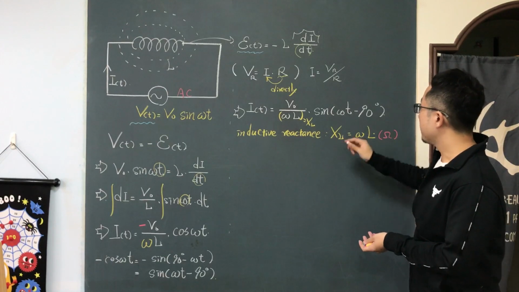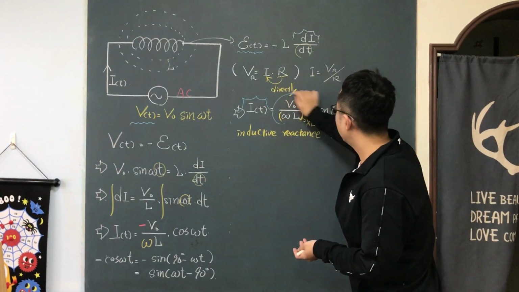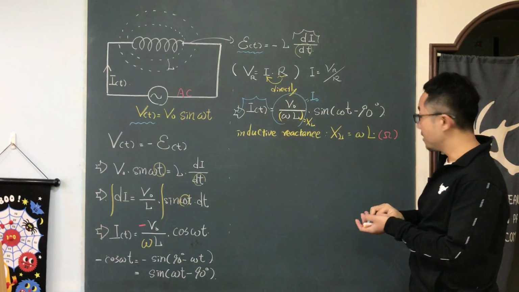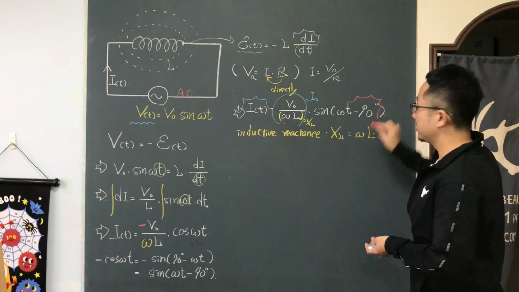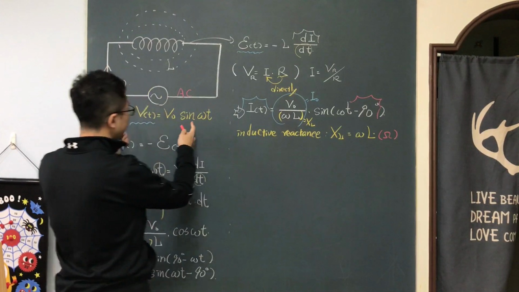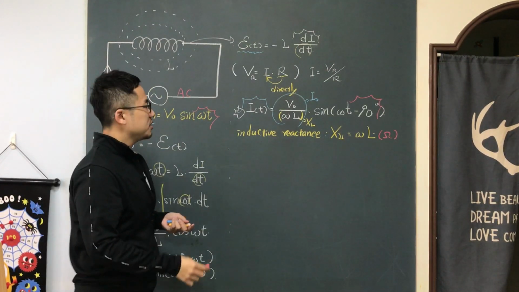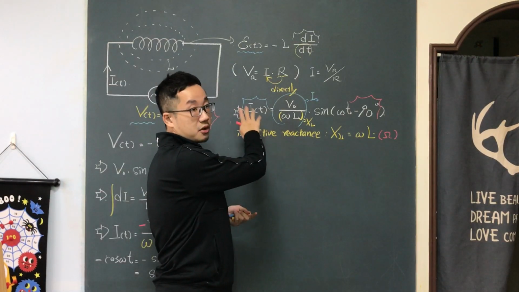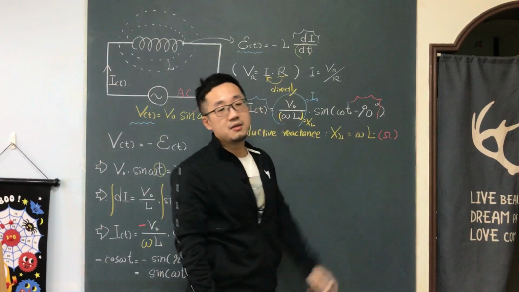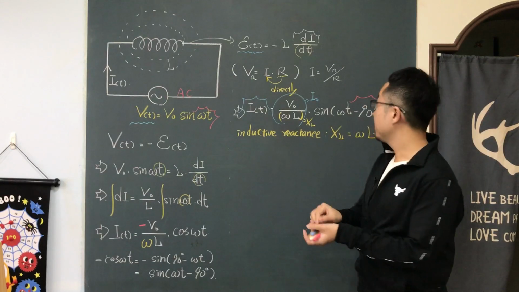As you can see, the current I has a maximum value I naught times sine of omega t minus 90 degrees. And compared with the voltage supplied, V naught times sine omega t, the current passing through the inductor is going to lag behind the voltage by 90 degrees.